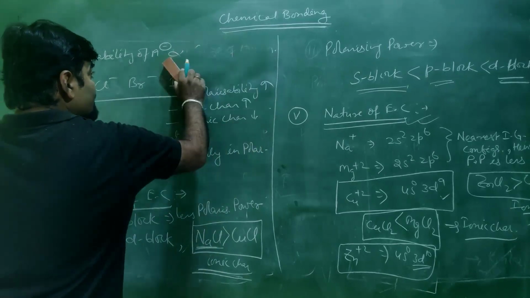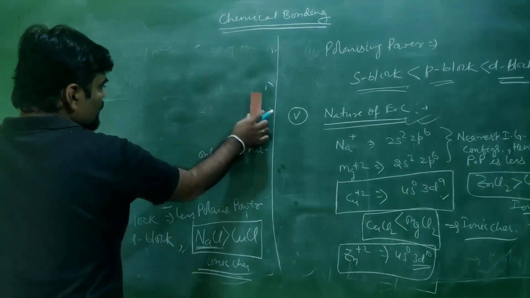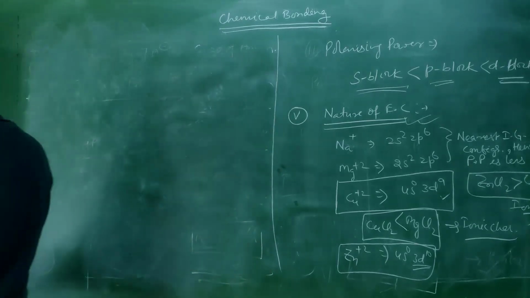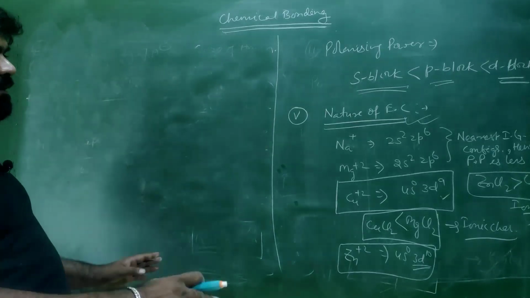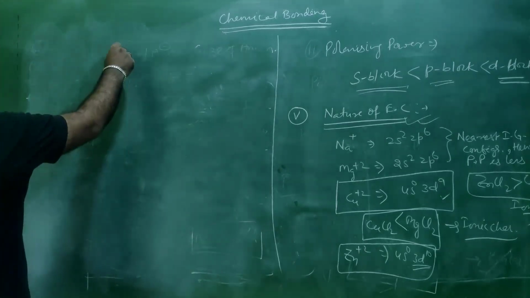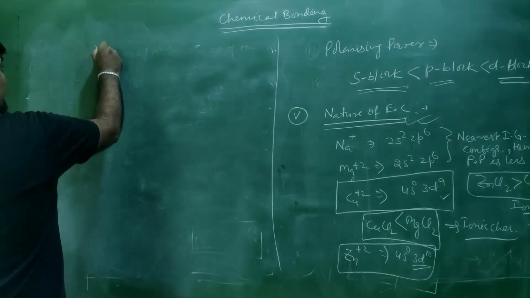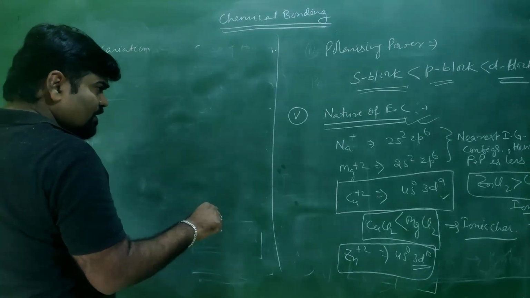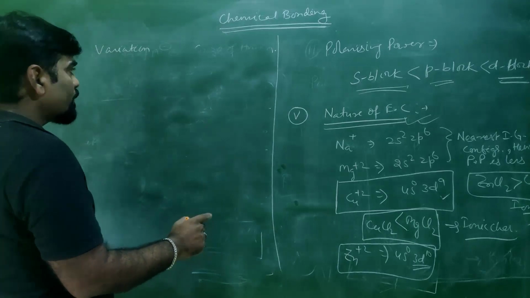So these are the factors upon which polarizing power, polarizability, or simply polarization depends. Polarization has a great role, because it will decide whether the molecule is having ionic character or covalent character. Now, the variation of melting and boiling point we'll see. We have discussed this part in detail, and everything is there in your notes, so please go through the notes.